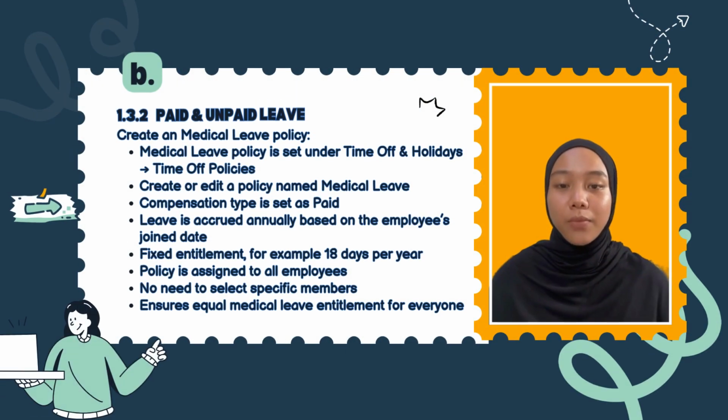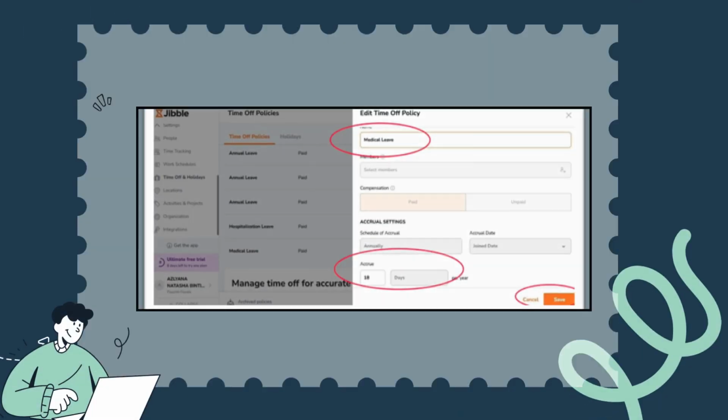To set up the medical leave policy in JIBL, the user accesses the time off and holiday section and creates a medical leave policy. The leave is set as paid and accrued annually based on the employee's joining date, with a fixed entitlement such as 18 days per year. This policy is applied to all employees, ensuring consistent and fair medical leave entitlement across the organization.